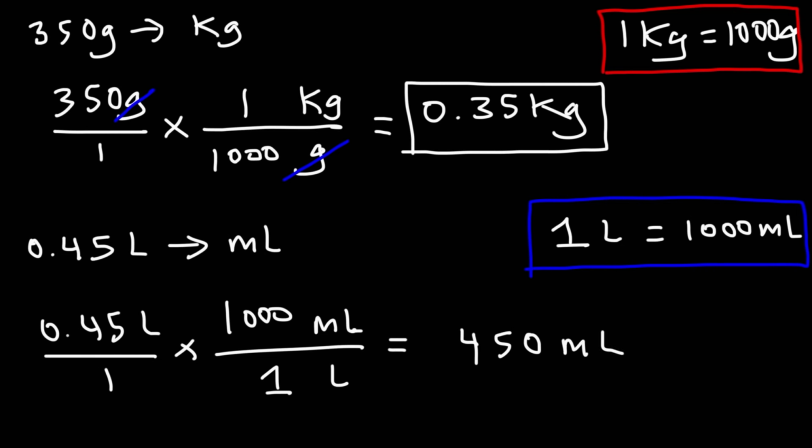So whenever you multiply by 1,000, move the decimal 3 units to the right. If you divide by 1,000, you want to move the decimal 3 units to the left. Likewise, if you were to multiply by 100, you could just move the decimal 2 units to the right. If you were to divide by 100, move it 2 units to the left. So here, the unit liters cancel, and now we have our final answer, which is 450 milliliters.